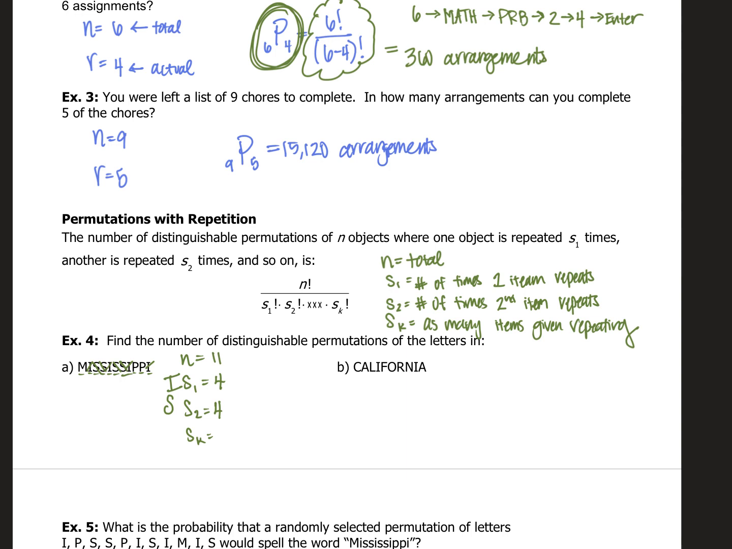So we can change that K to a 3. We have a third letter that repeats, and it's P. P repeats itself once and twice. So that's how we identify all of these variables.